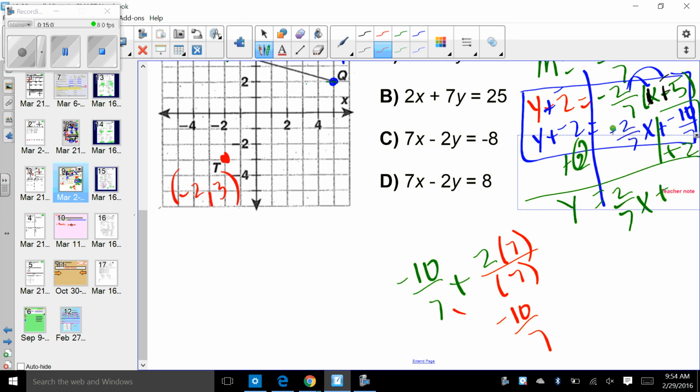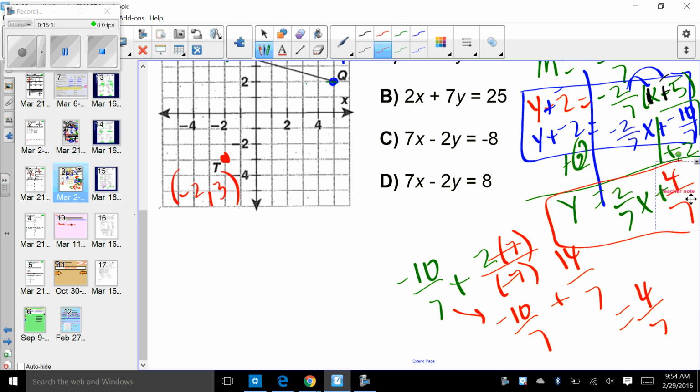-10 sevenths on the left plus, that becomes 14/7 over here, is positive 4/7. So my equation is y equals 2/7 x plus 4/7. So I'm looking for an equation of the line that's parallel to that. So we have PQ is 2/7 x plus 4/7.